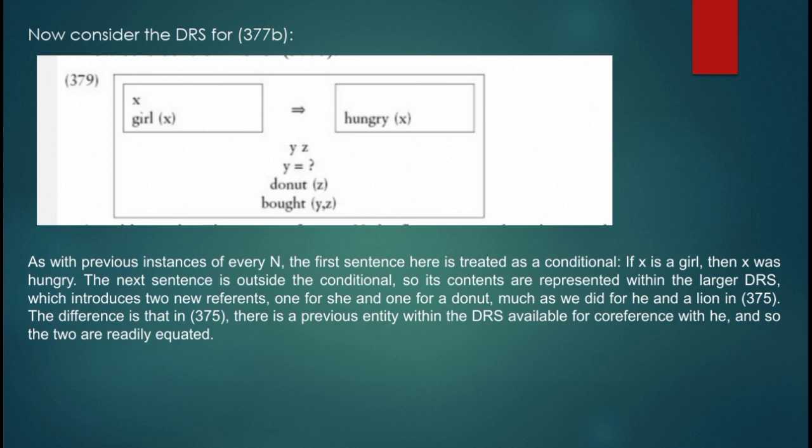The next sentence is outside the conditional. Its contents are represented within the larger DRS, which introduces two new referents, one for she and one for a donut, much as we did for he and a lion in 375. The difference is that in 375, there is a previous entity within the DRS available for coreference with he, and so the two are readily equated.